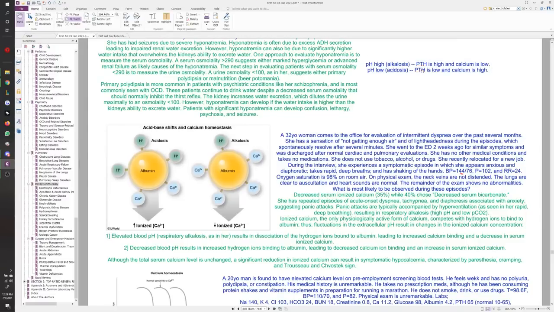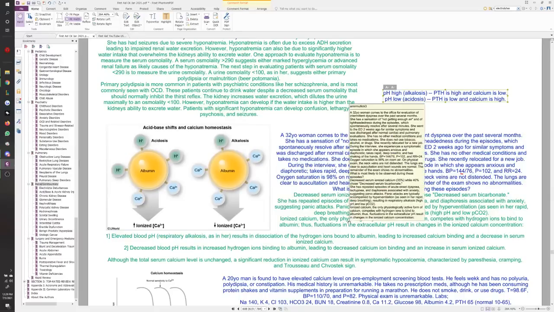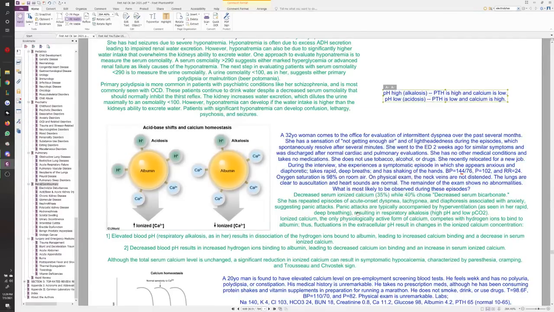In our patient in this question down here, they combined multiple things. What happened in this patient? She was going through a panic attack. Panic attack induces hyperventilation. When you have hyperventilation, right, you kind of throw off all your CO2. They threw off all their CO2, they lost their acid. pH is going to be high, right? They're going to have alkalosis, right? Mainly respiratory alkalosis. So pH is high, PTH is high, calcium is low. Answer is decreased serum ionized calcium.